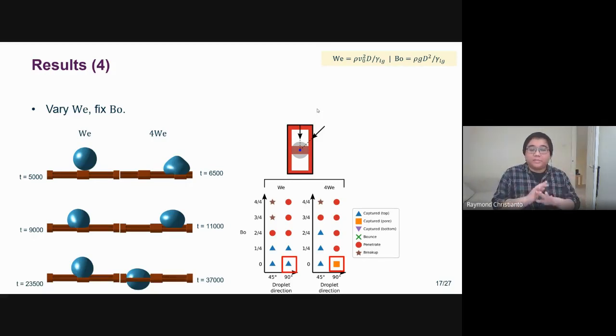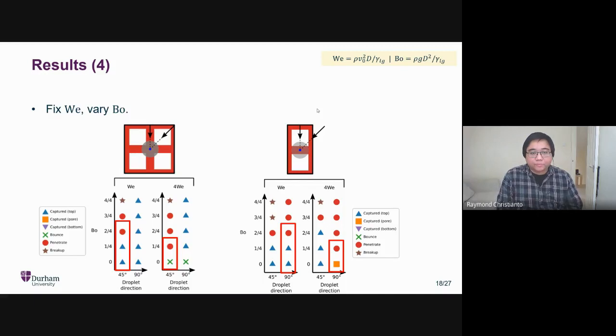But remember, this is at 0 Bond number, so we can say, okay, we ignore gravity effect. However, when we put gravity, we see similar behavior to the previous impact position. At certain Bond number value, we see the droplet will always penetrate the surface, and the trend is the same. At higher Weber number, it will penetrate the surface more easily.